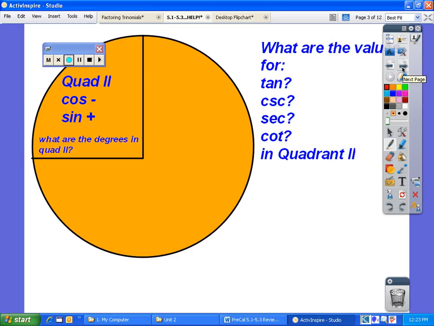Second quadrant, don't forget, cosine's negative, sine is positive. So the only thing that's positive in this quadrant is sine. The values are going to be 120, 135, and 150. And the related or reference angles are 60, 45, and 30, which means instead of going 3, 2, 1, now cosine's going to go 1, 2, 3.